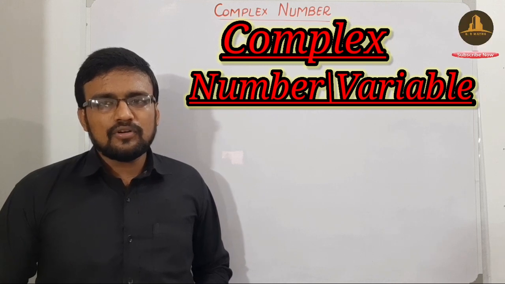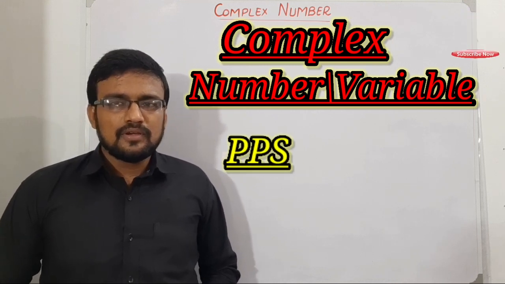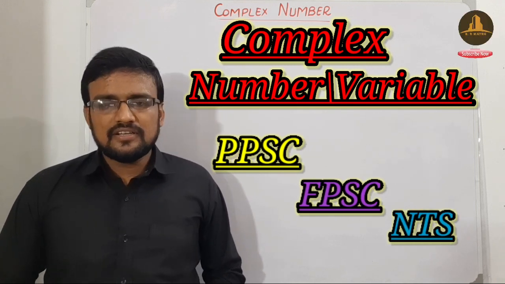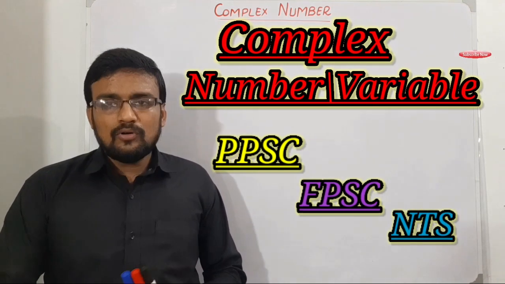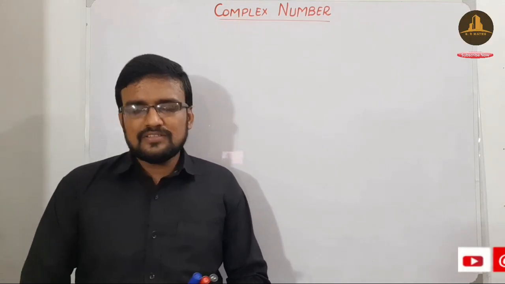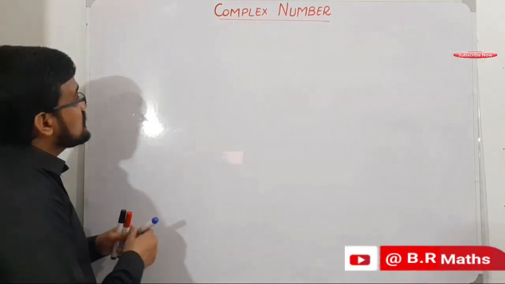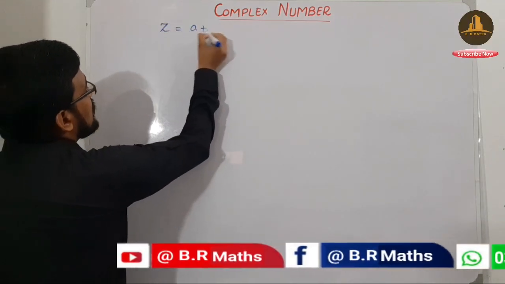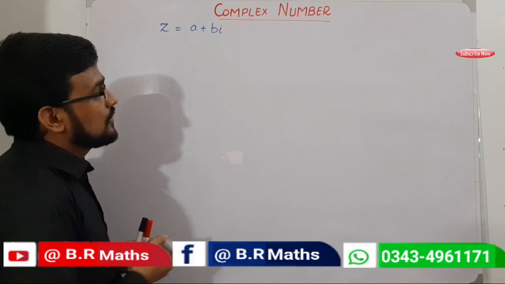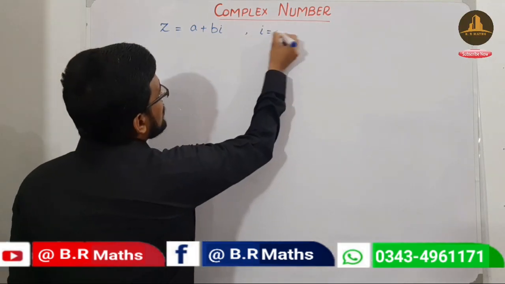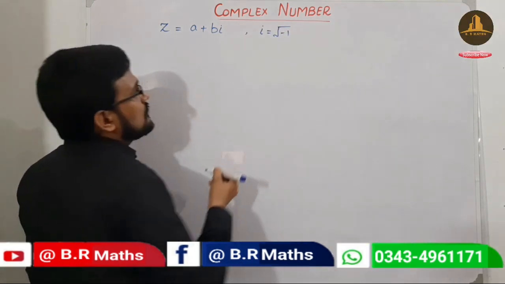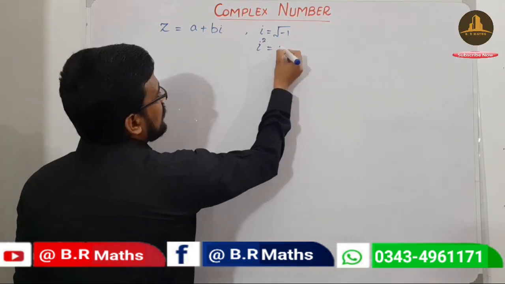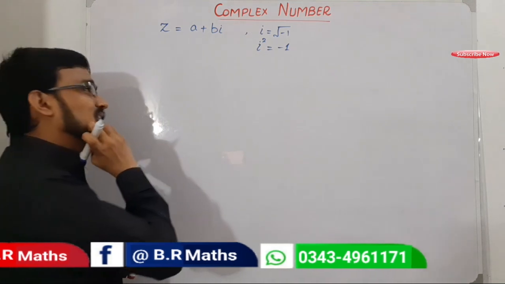This is the most important topic for PPSC, FPSC and NTS related tests. Do you know about complex numbers? Any complex number is written in the form a plus b iota, where iota is the square root of minus 1. Taking the square on both sides, it means iota square is equal to minus 1, and so on.